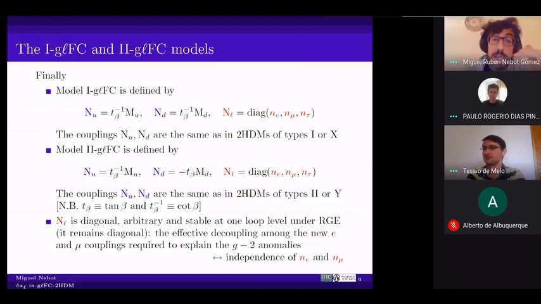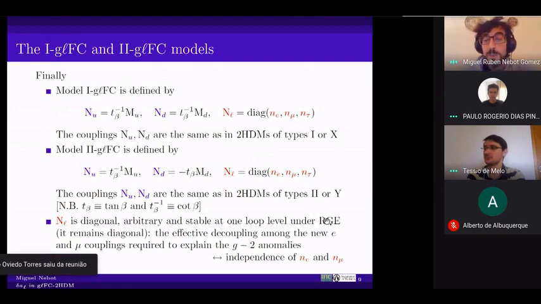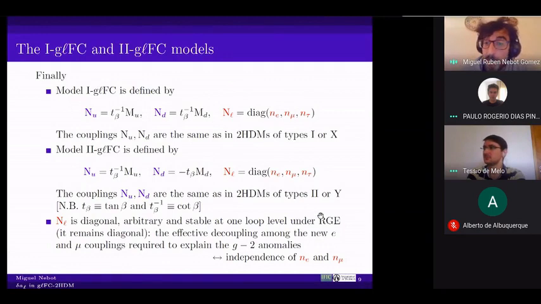Of course, if you have a texture structure which is imposed by a symmetry, then you can count on the fact that it will not be spoiled perturbatively by that evolution. The peculiarity here is that this kind of diagonal structure, because your neutrinos are massless, is preserved even if there is not a symmetry which is enforcing it.